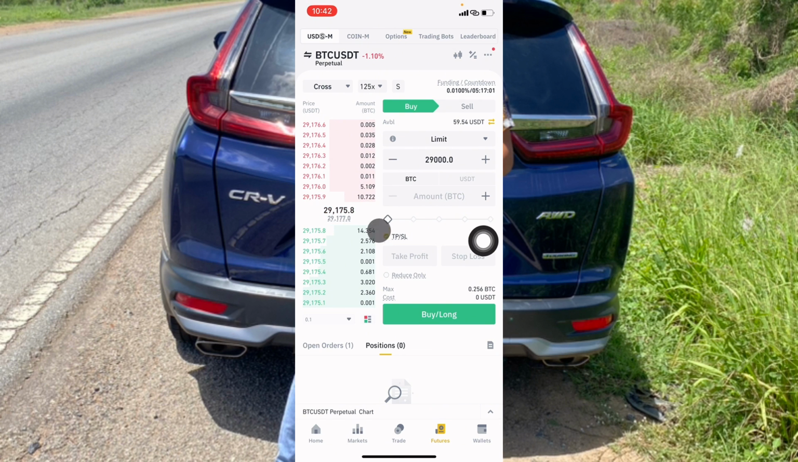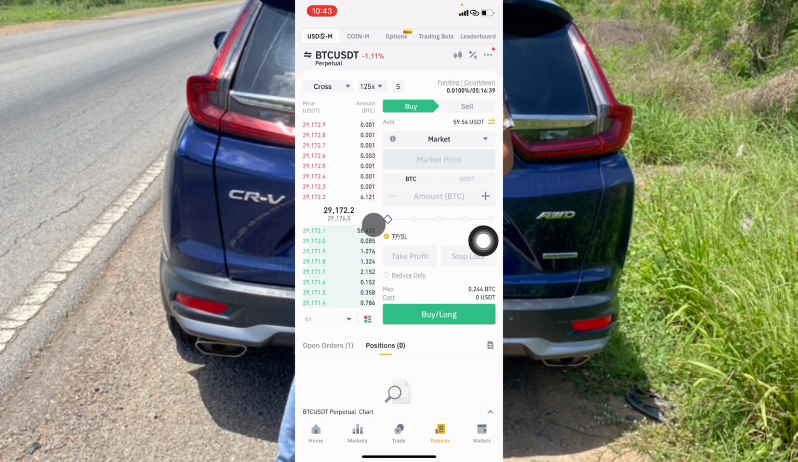So what we want to do now is we want to enter a market order. So for us to enter a market order, we'll just click on the limit here and change it to market. So with the market, we are telling Binance that we want to enter the market at $29,172. That's the current price of Bitcoin.